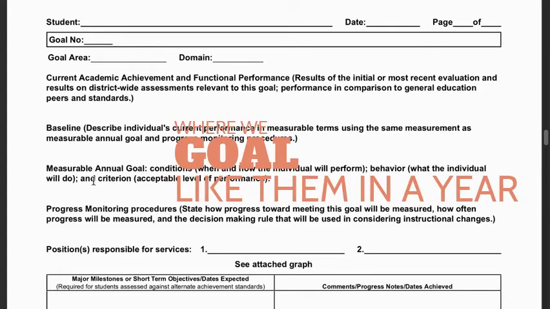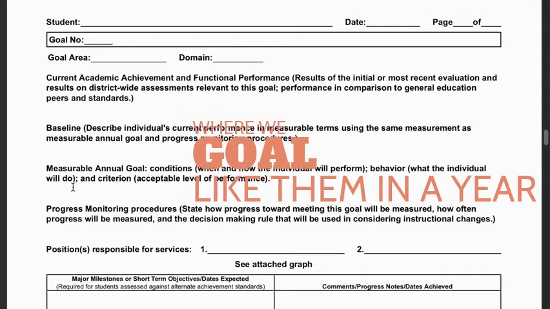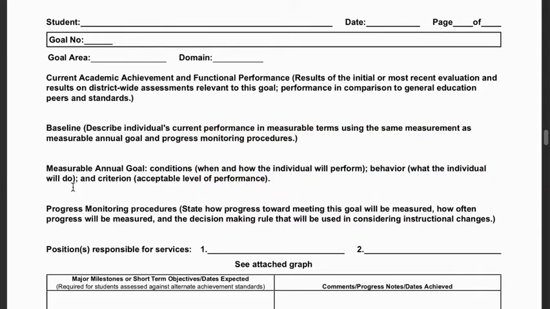The next part then would be their goal, and that's usually written for a year out. So if I was writing the IEP and we were having the IEP today, it would say by May 28th of 2021, Johnny would read, and we would set a goal of words per minute.